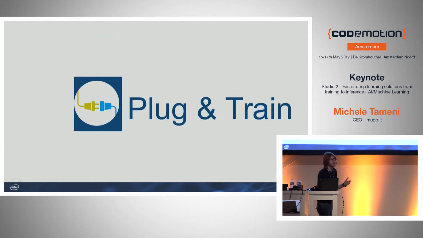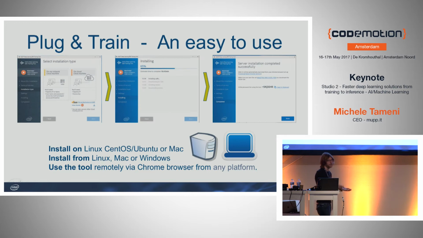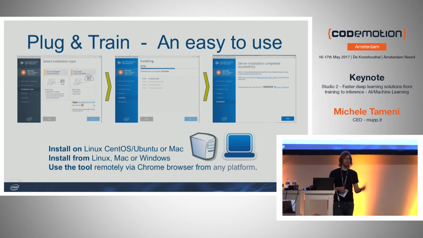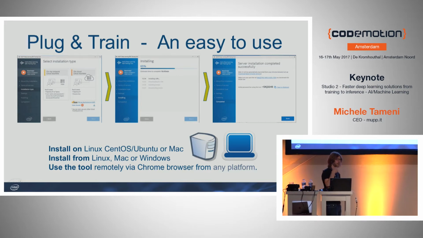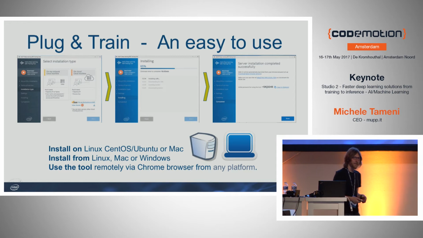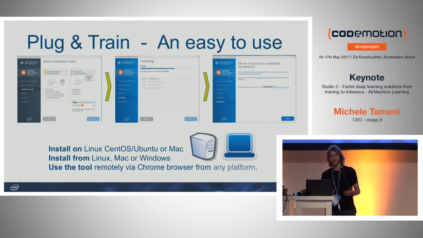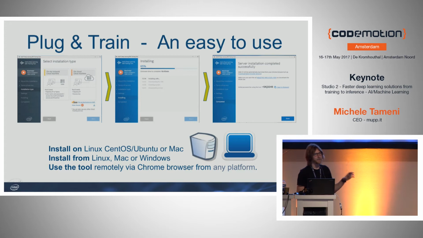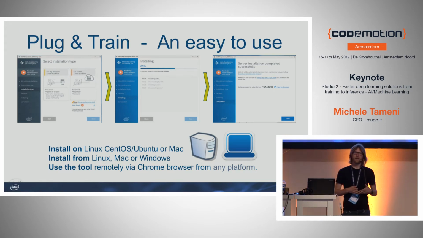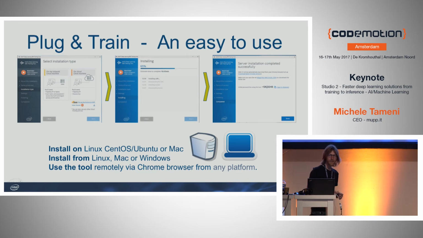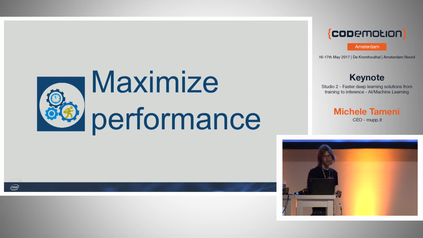So the first part is plug and train. As I said, you get an installer that you can use on your PC, Windows, Mac, or Linux. There is no problem. You can install it on a server, on Amazon Web Services, wherever you want. It doesn't matter. You can just start using it on a single computer and get started, but it also allows you later to scale out easily. We will see this later. All this is done with a nice web interface or with Jupyter Notebook.